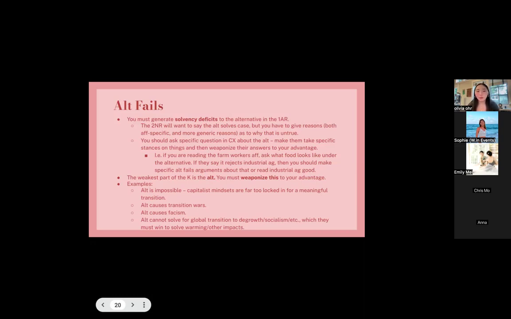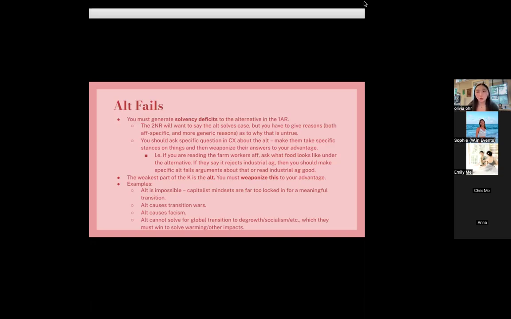And then I think one of the good arguments, and I haven't really seen this argument that much in debate, but the alt cannot solve global transition to things like degrowth, socialism, etc., which they must win to solve their warming impacts. It's global warming, not just United States warming. So you should just debate them on this premise.